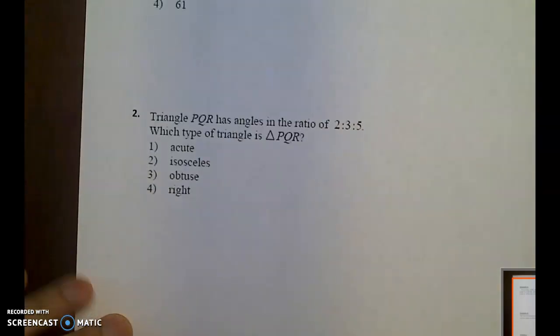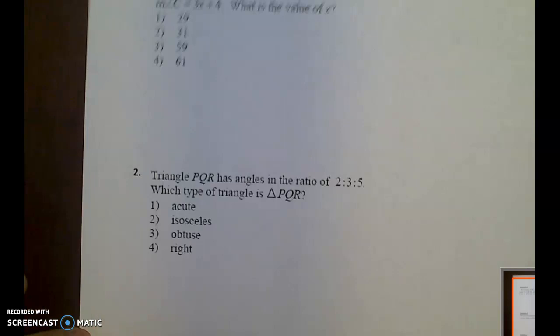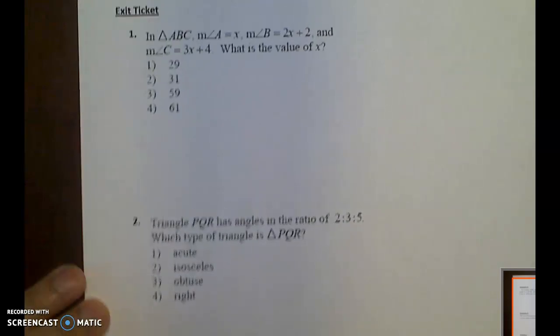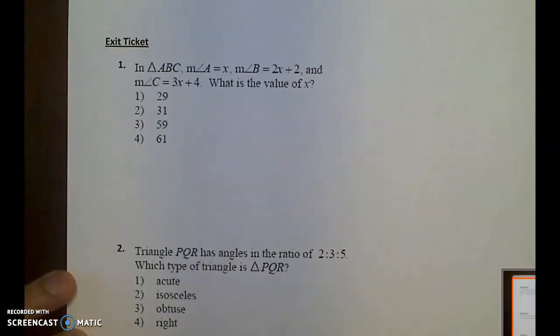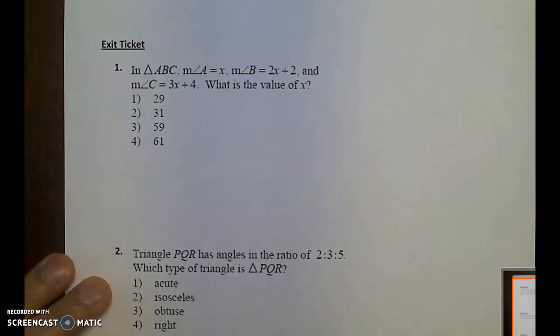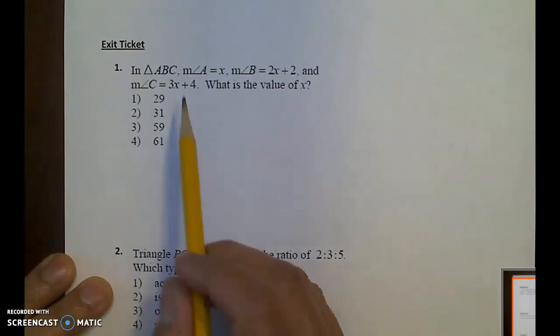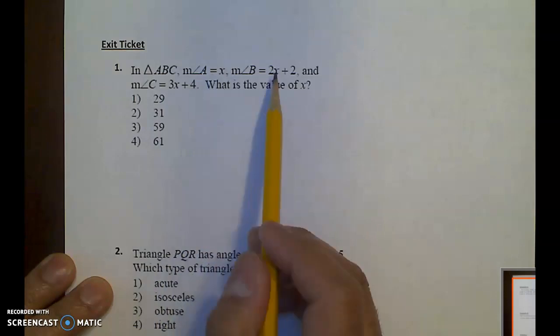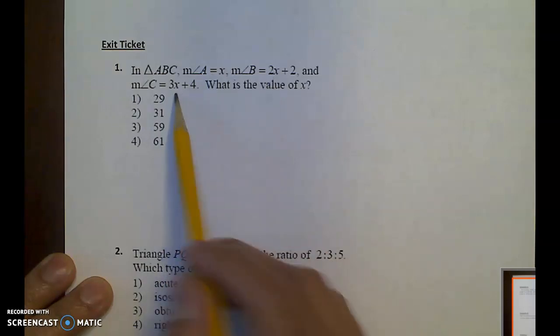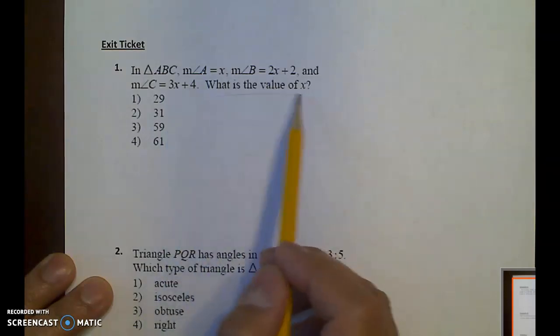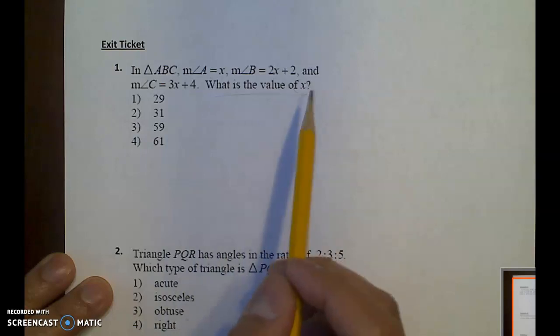And I think we'll have time to do one more problem. So let's go ahead and do this problem on the sheet. Again, we're given expressions for all the angles, and we want to find the value of x. So this one's just asking for us to solve for x.